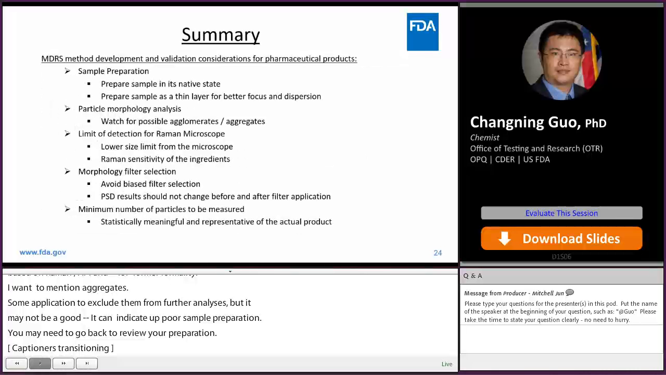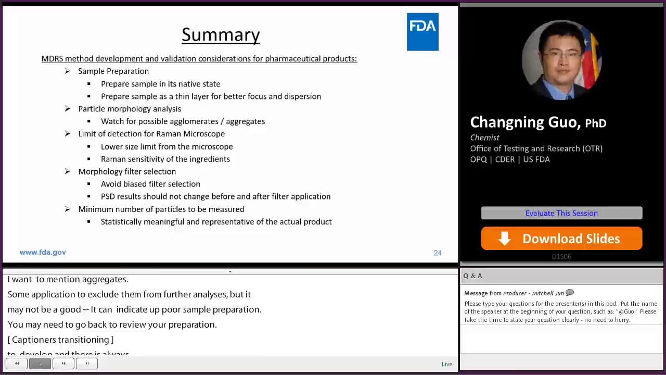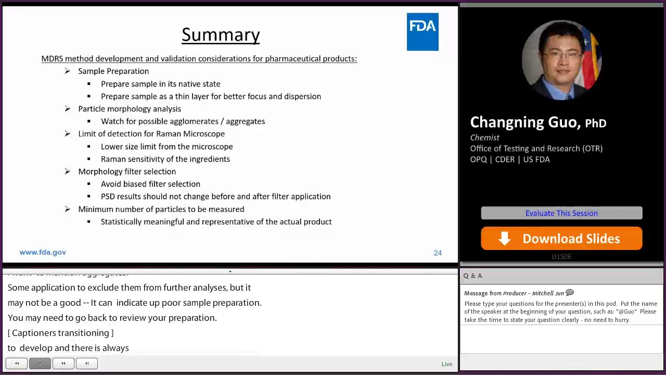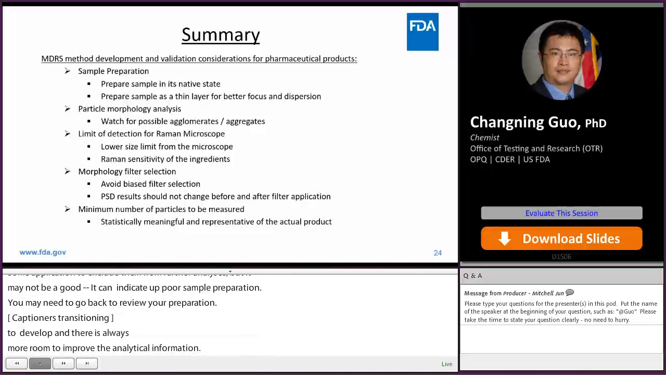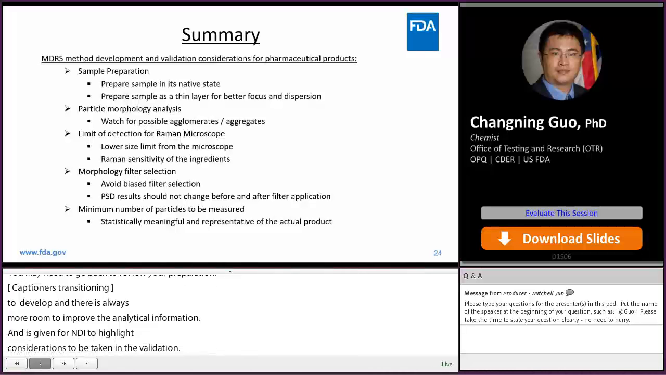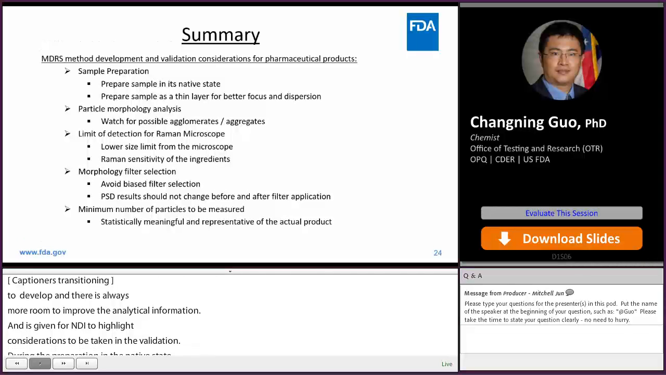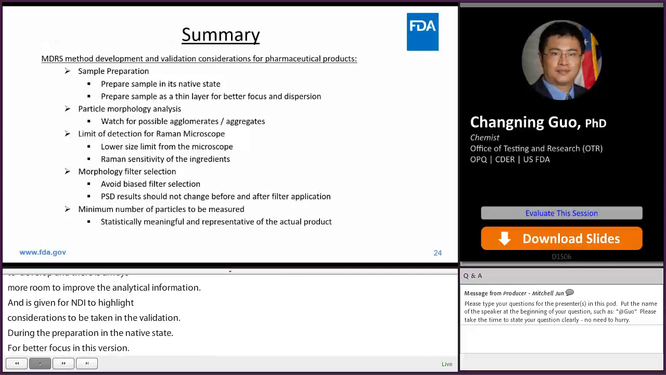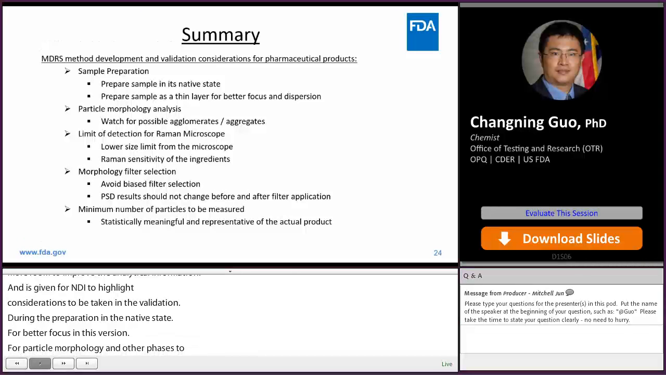Additional summary is given for MDRS to highlight considerations needed to be taken during method development and validation. During sample preparation, we want to prepare sample in its native state as a thin layer for better focus and dispersion. For particle morphology analysis, we need to watch for possible agglomerate aggregates for potential stability issue. And then we need to realize the limit of detection for Raman microscope.